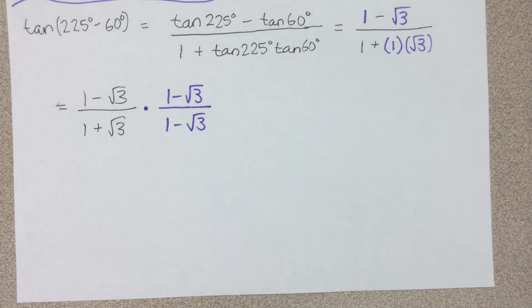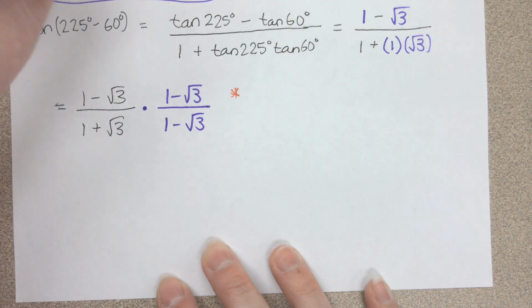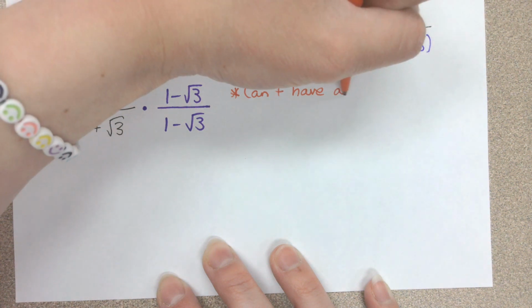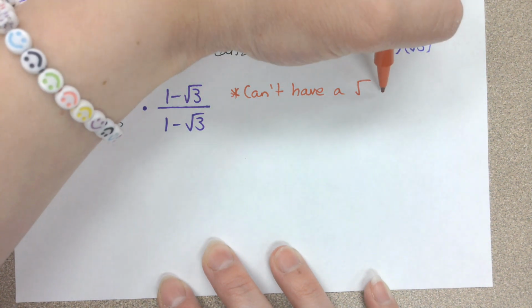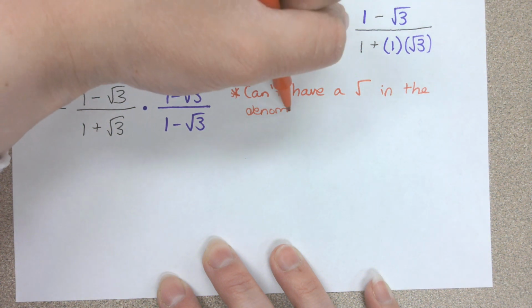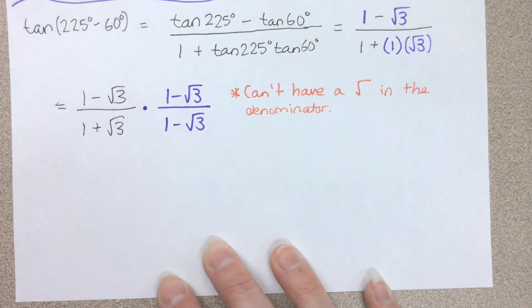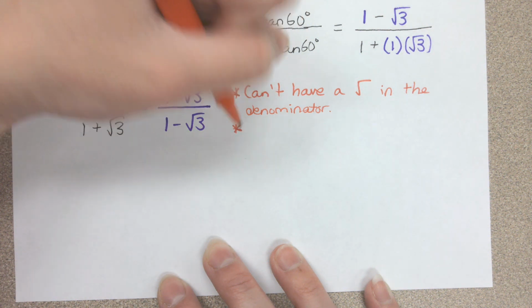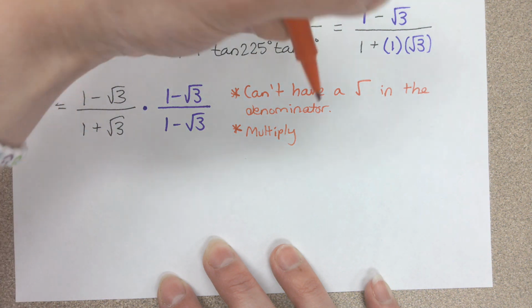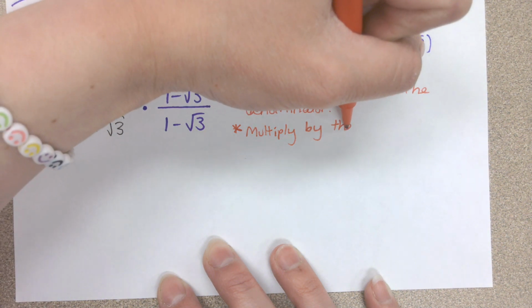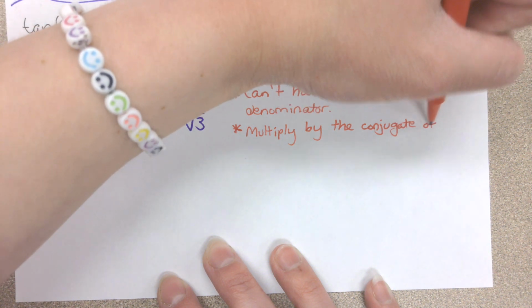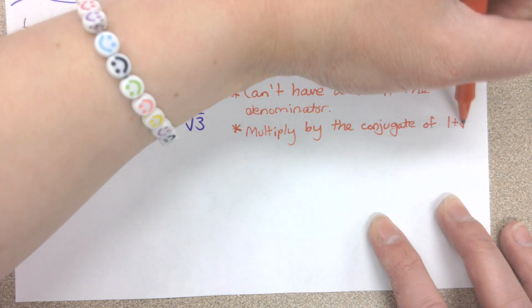So I'm going to make a couple of notes here. Can't have a radical in the denominator. Multiply by the conjugate of 1 plus the square root of 3.